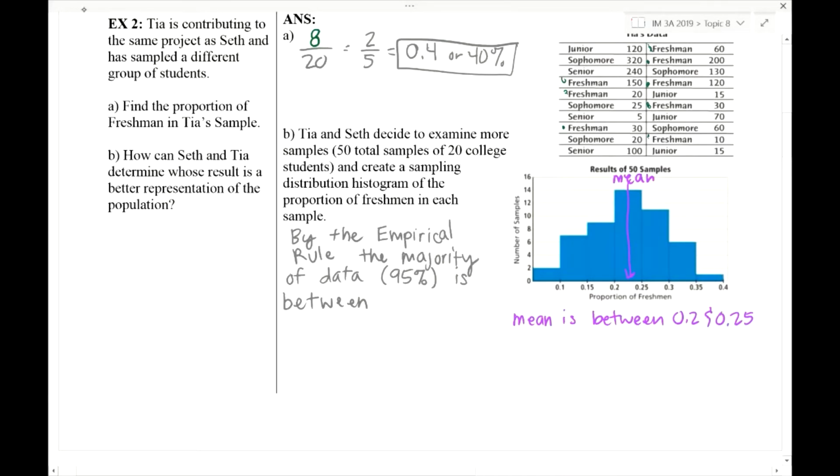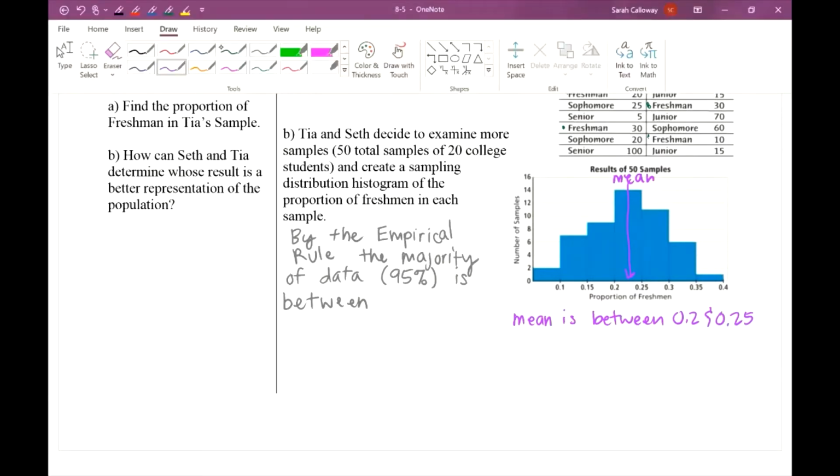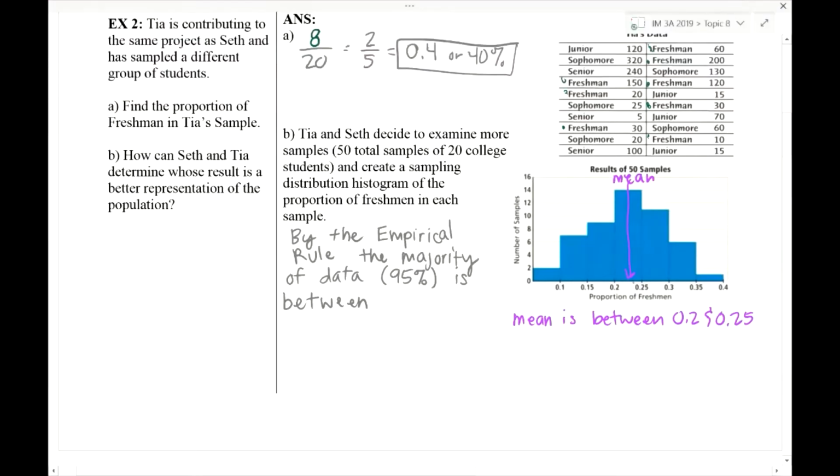And thinking about that, if the mean is there, remember that 2 standard deviations means I'm looking at this chunk as the 95%, 2 standard deviations from the mean. So that's between 0.1 or 10% and 0.35 or 35%.